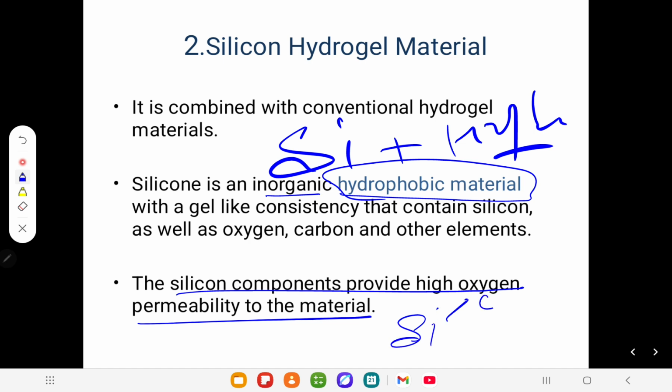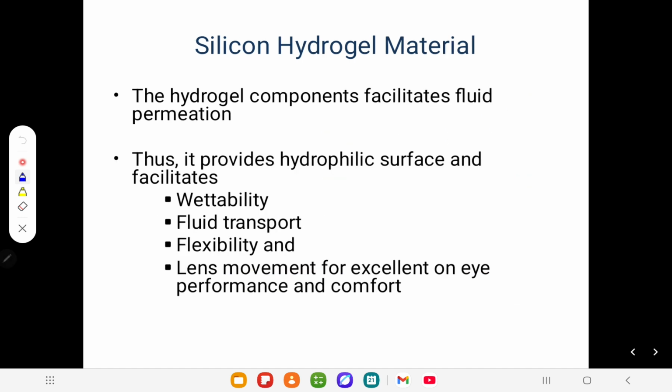Basically, it's the silicon-oxygen-silicon bond structure that helps provide the high oxygen permeability. In silicon hydrogel material, the hydrogel component facilitates fluid permeability. What do I mean by that? Silicon is hydrophobic, so the hydrogel component will facilitate fluid permeability, the retention of fluid, and surface wettability. Thus it provides a hydrophilic surface and facilitates wettability, fluid transport, flexibility, and lens movement for excellent on-eye performance and comfort.